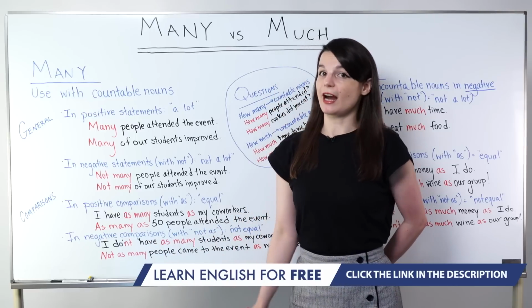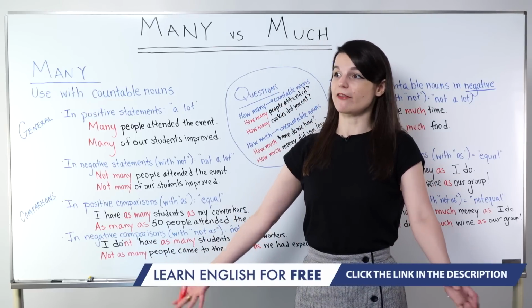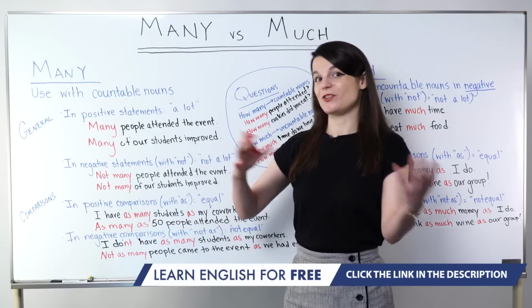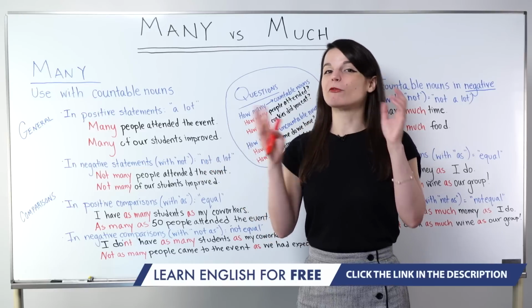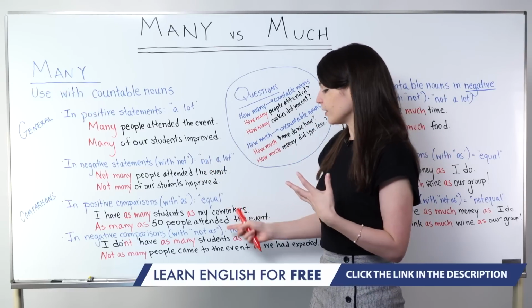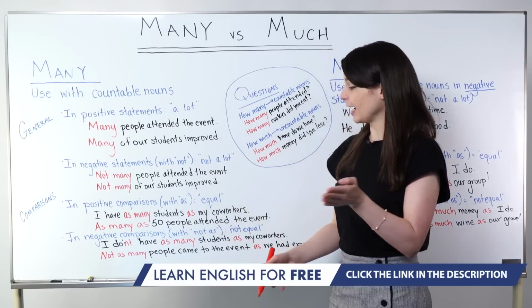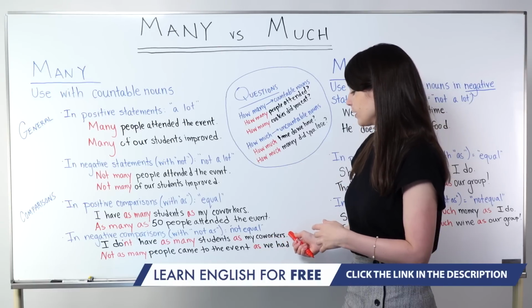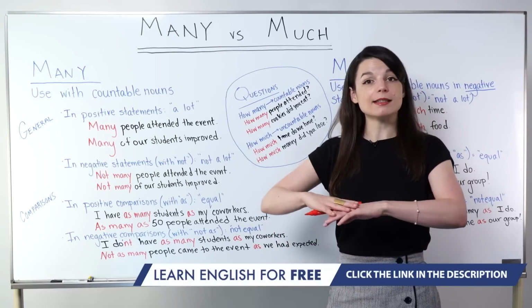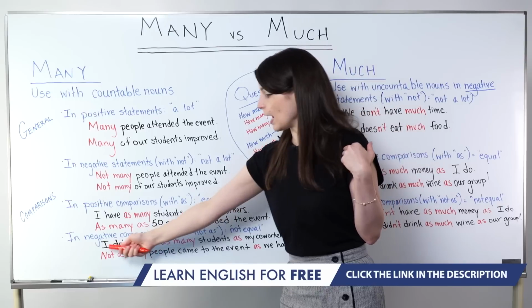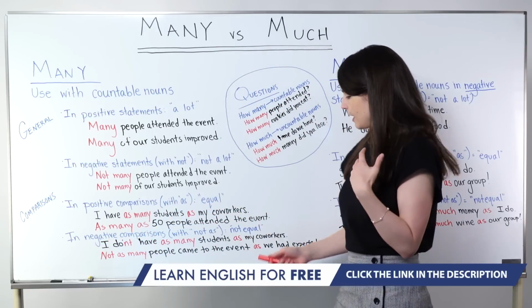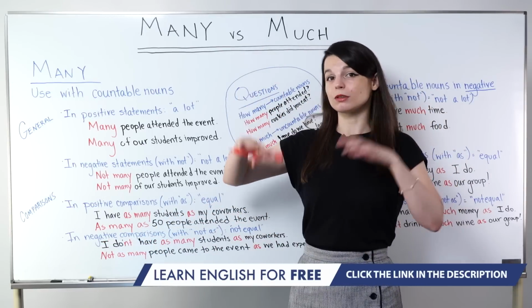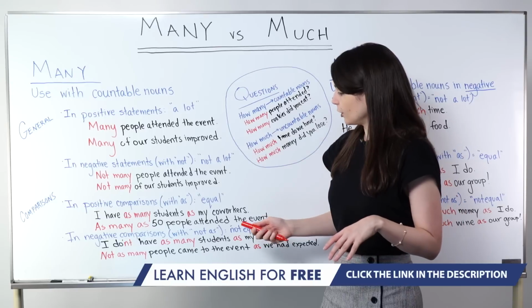I don't have, I don't have. So when you're making a verb negative, like I don't do something, the not comes before the verb. This follows the same kind of pattern. I don't have as many students as my coworkers. This means the number of students is not equal. So my number and my coworker's number, it's not equal. It's not the same. So I've shown that here.